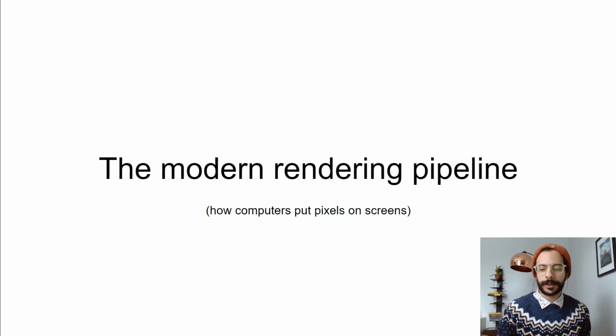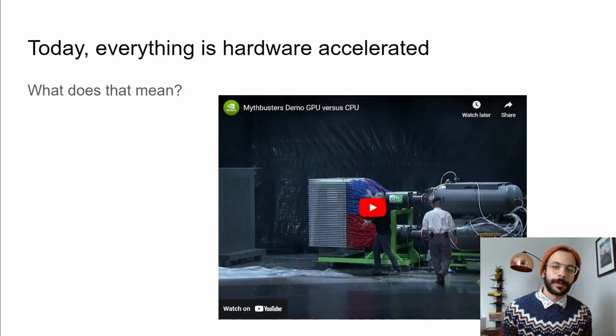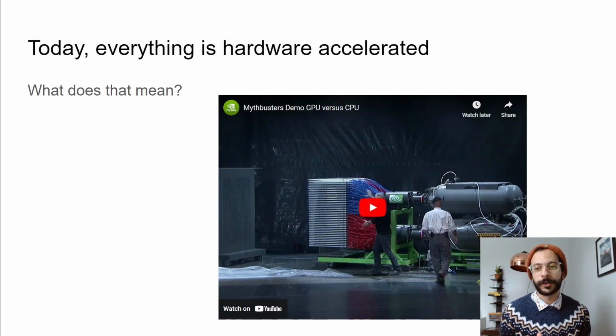Cool. Okay, so let's look at the rendering pipeline. What I want to explain here is how any modern computer, whether it's an actual desktop computer or a phone, or really any device with a screen today, puts pixels on the screen. Everything today is hardware accelerated. That's what a GPU is. It's a hardware accelerator for graphics.